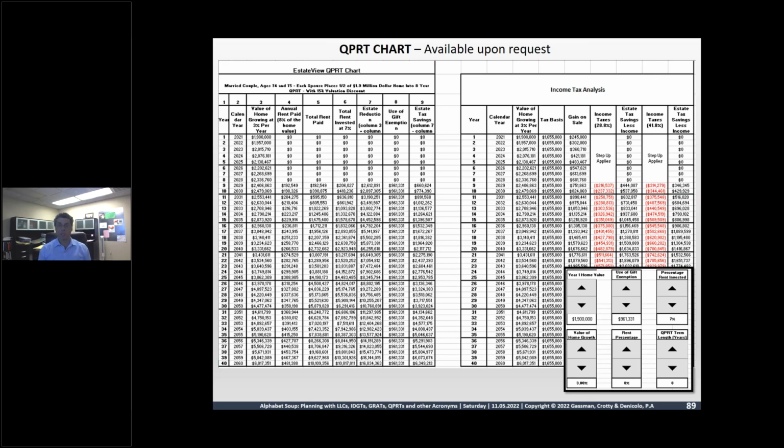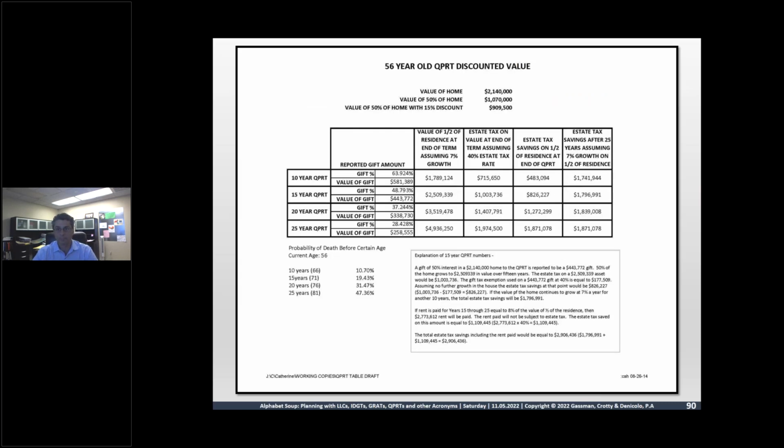I know I've talked about this on prior presentations exclusively on QPERTs because, of course, this topic itself is worthy of at least 45 minutes to an hour of discussion. But I did want to just talk about the nuts and bolts and let you know that this chart is here if you were so inclined to request a copy.